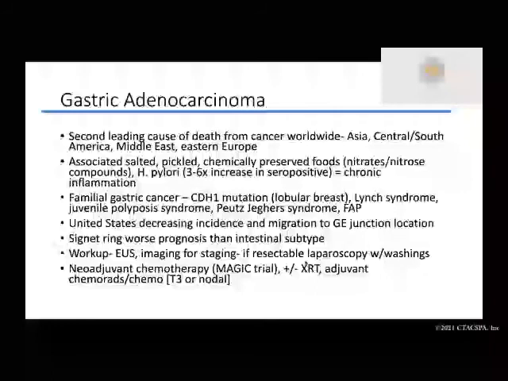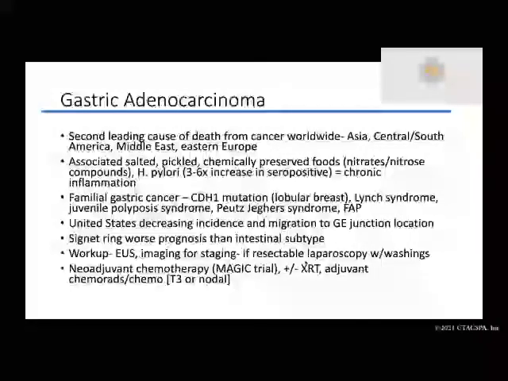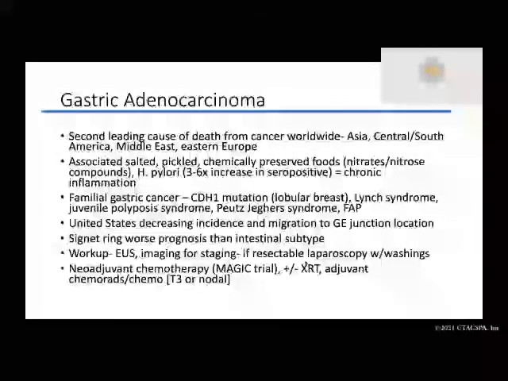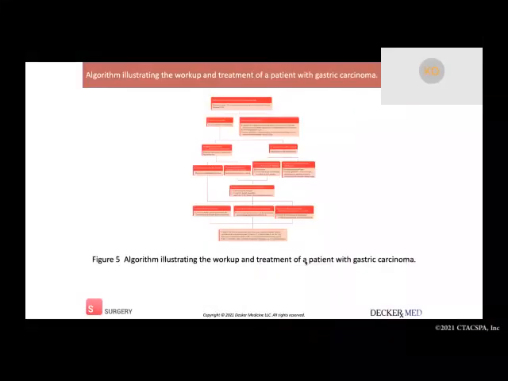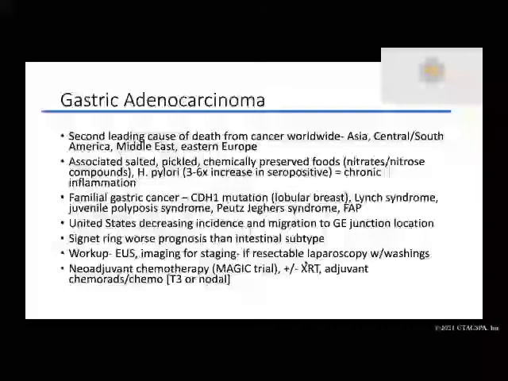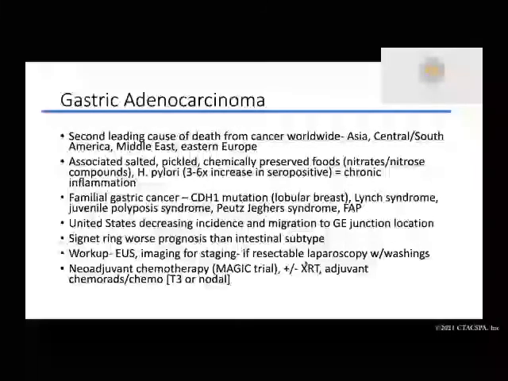Again, basic steps of workup. You're going to do endoscopic ultrasound and imaging. All of the patients should be staged. If they ask you a question about a patient who you're going to take for resection, those patients should get laparoscopy with peritoneal washings to rule out occult disease before you do a definitive resection.